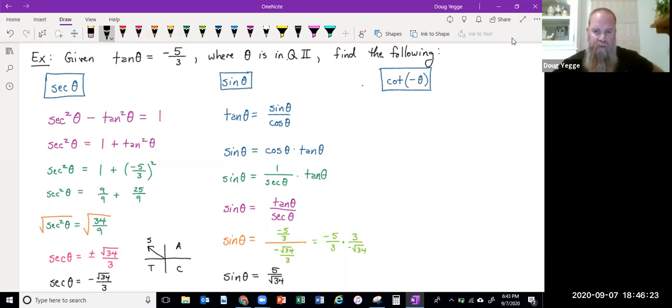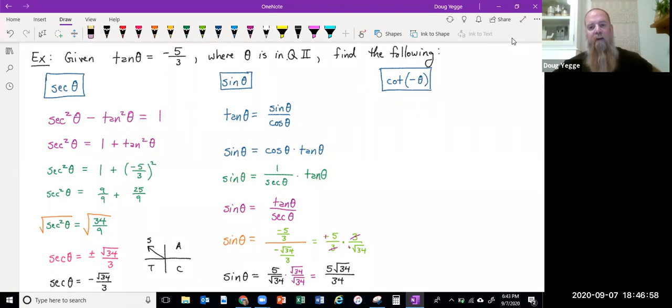And even though that's technically the answer, notice first of all the 3's canceled and we see that the negatives canceled. Okay, and so when we do so, we should be rationalizing the denominator as well. So we multiply by root 34 over root 34, and that's going to give me the final result for sine theta of 5 root 34 over 34. Now notice sine theta is positive, as we expected, because sine is positive in the second quadrant.